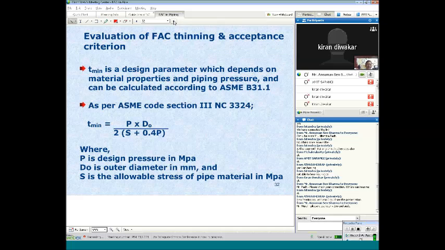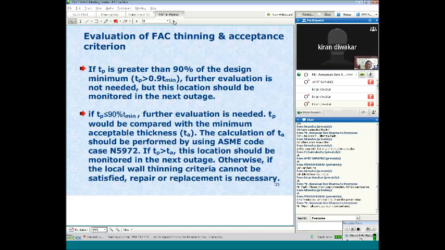Now, you calculate the T minimum by this formula. You take the pressure and the allowable stress in megapascal, and D_O in millimeter, and you get the T minimum in millimeters. Then you check whether your predicted thickness is more than 90% of the T minimum. If the predicted thickness is more than 90% of the T minimum, then you do not need to evaluate further immediately. You can wait for the next shutdown and next thickness measurement. But if the predicted thickness is less than or equal to 0.9 T minimum, then again further evaluation is needed.